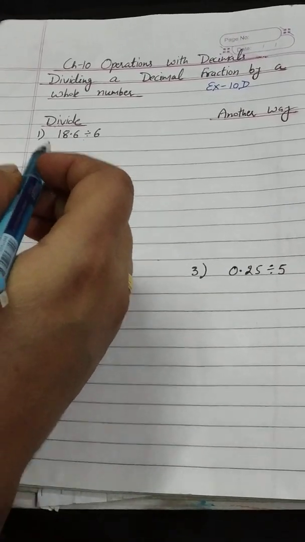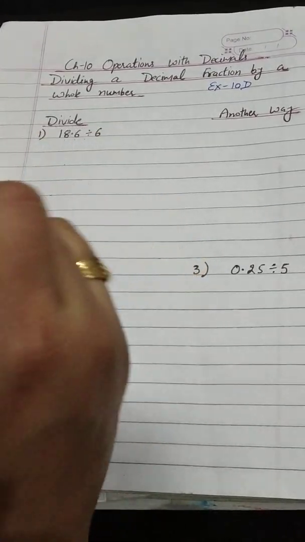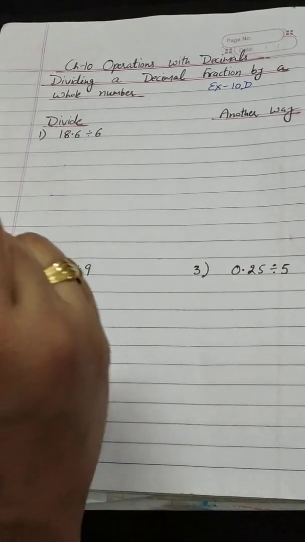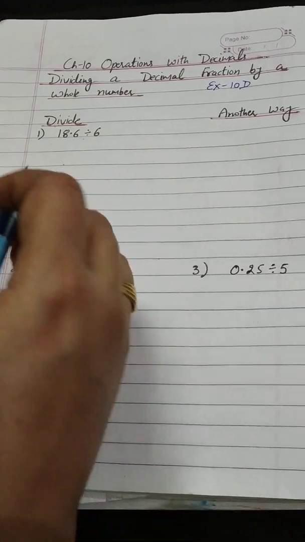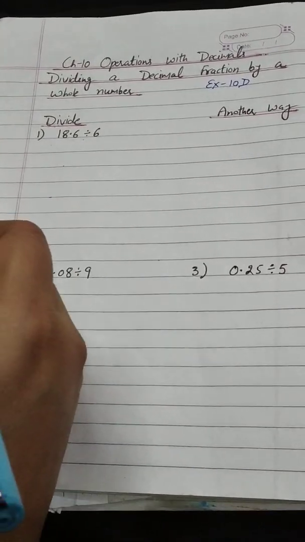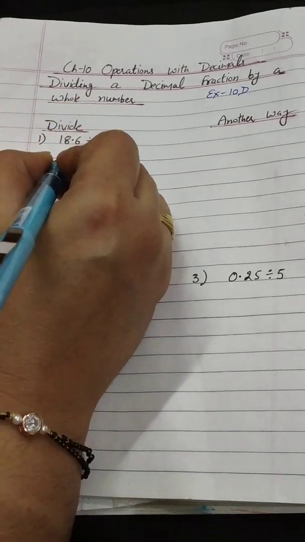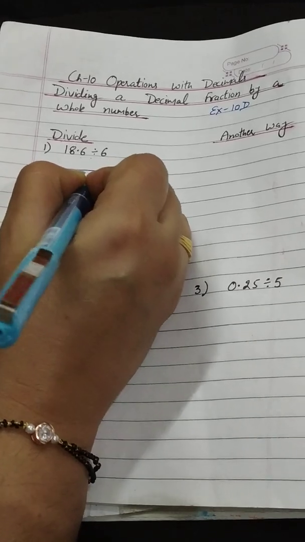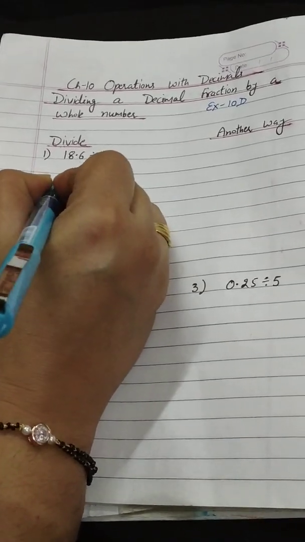Students, there are two methods to solve these types of questions. Firstly, I am doing it with the long division method. Here you have been given 18.6 divided by 6. This 18.6 is the dividend and 6 is the divisor.